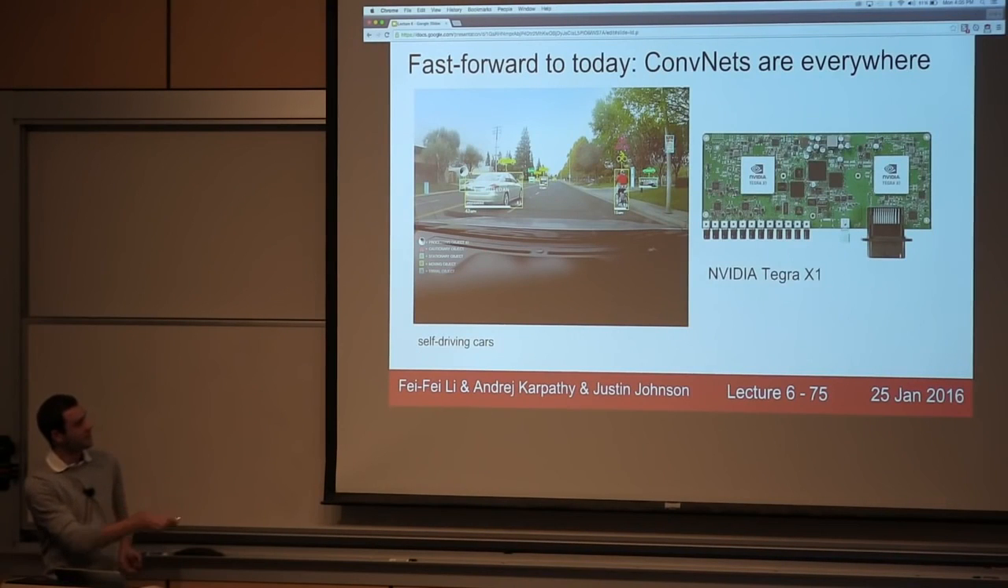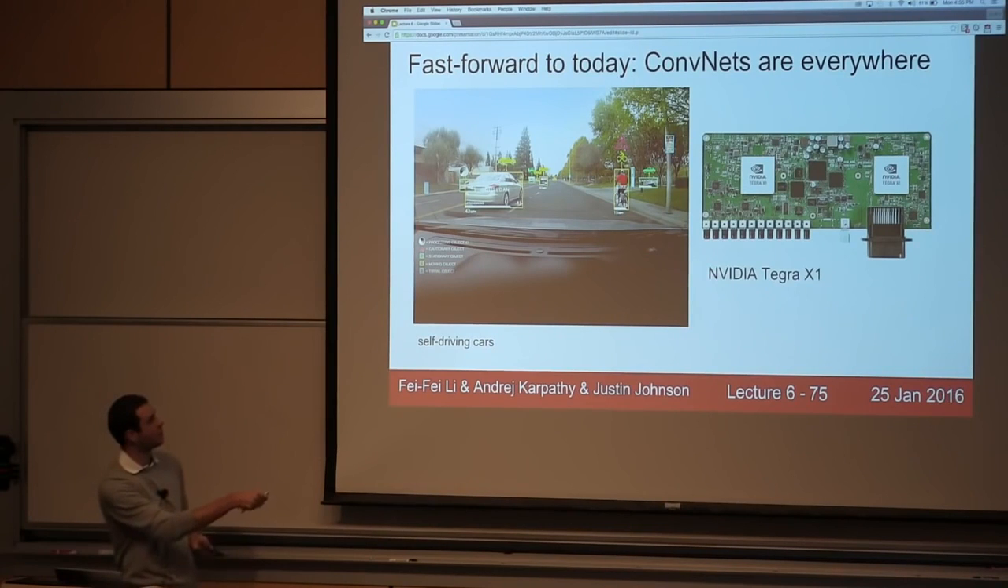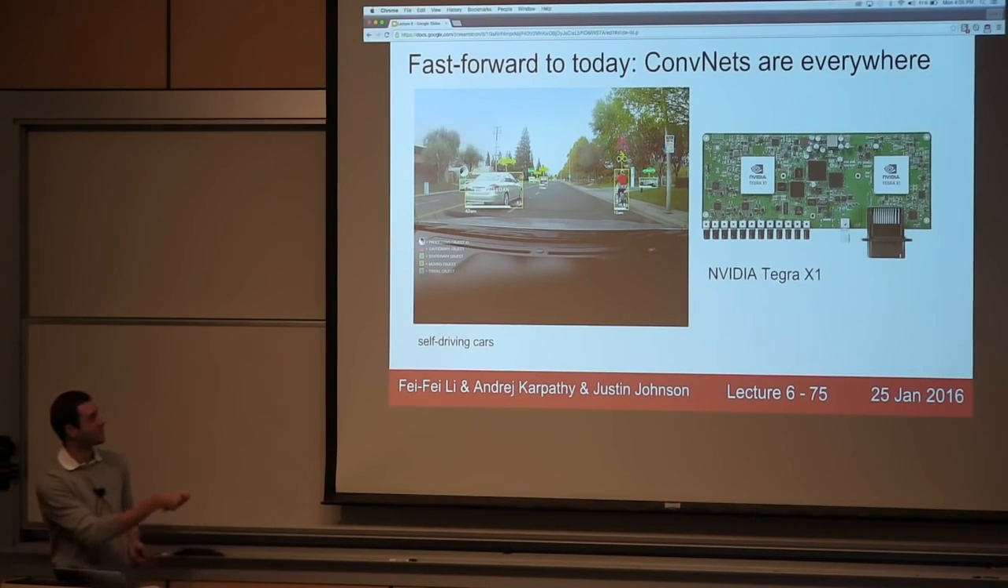So they're used in cars. For example, here's an NVIDIA Tegra, which is a small embedded GPU. We can run ConvNets on these. For example, this might be useful in a self-driving car where you can basically do perception of things around you.